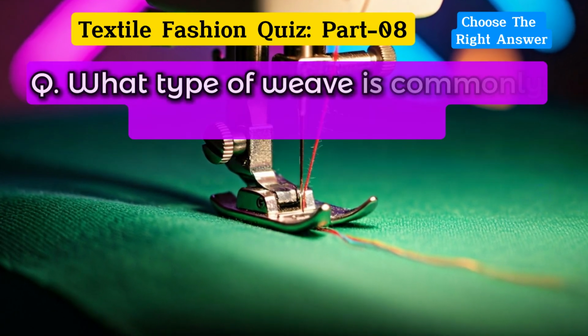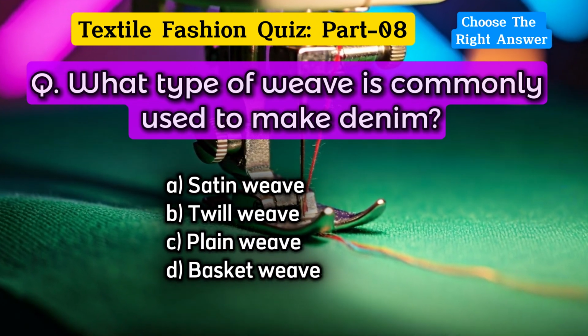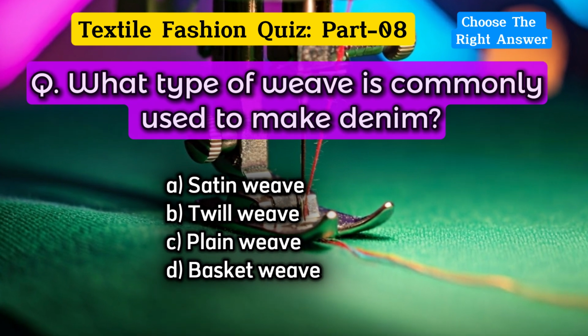What type of weave is commonly used to make denim? A. Satin weave. B. Twill weave. C. Plain weave. D. Basket weave.